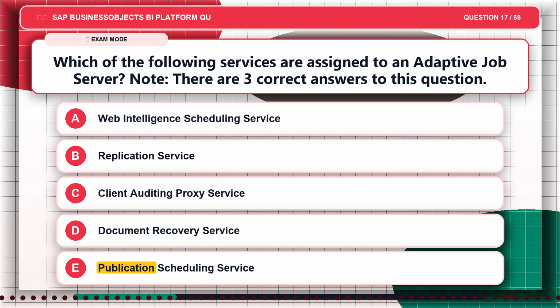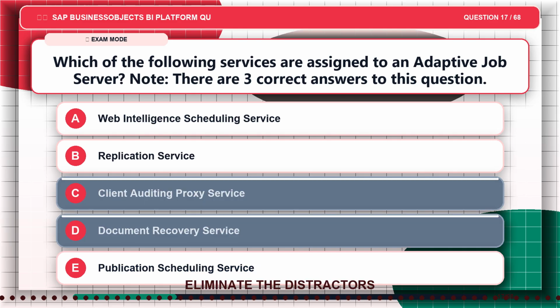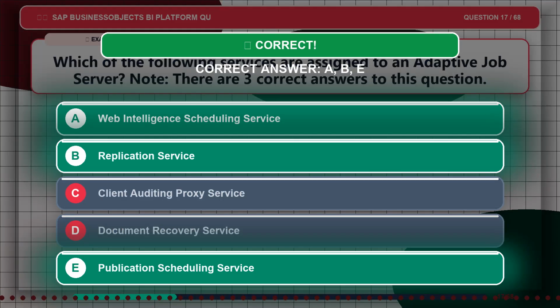Option E, Publication Scheduling Service. The correct answers are options A and B and E. Web Intelligence Scheduling Service, Replication Service, Publication Scheduling Service.